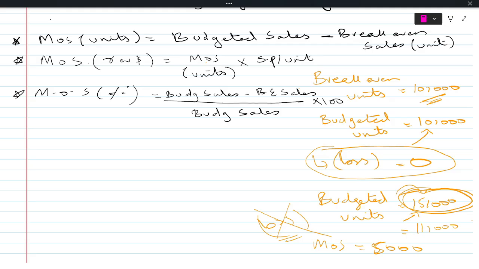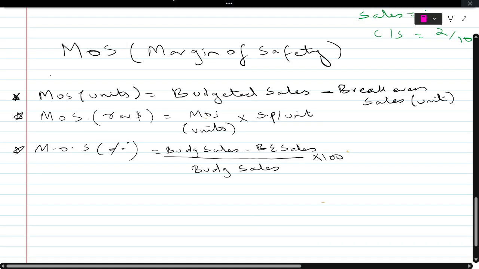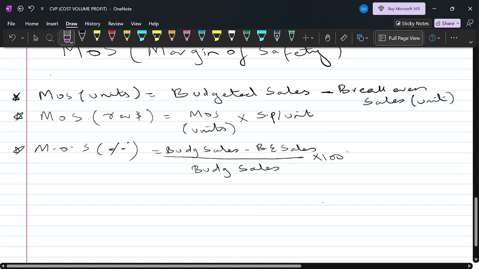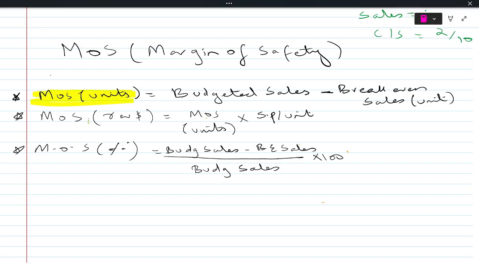So margin of safety in terms of units, you have your formula budgeted sales minus break even sales, okay? If you want to calculate in terms of revenue, then you have the margin of safety units times the selling price per unit. And if in percentage, like what is the margin of safety in percentage? Is it 20%, 30%, 40%? If you want it in terms of percentage, then you subtract break even sales from budgeted sales, divided by budgeted sales, into 100, and you'll have your answer in terms of percentage.